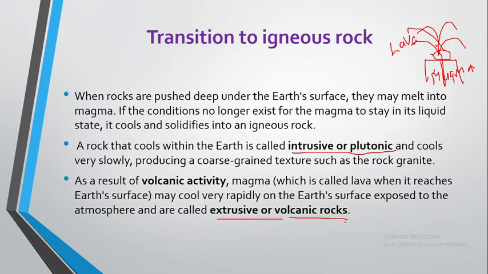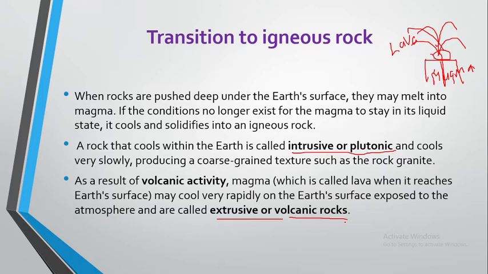Okay, then next is extrusive igneous rock. As we have already said, the result of volcanic activity is the main reason why this magma comes out. When this magma comes out, it may be called lava. So the result of volcanic activity, magma, which is called lava, when it reaches the earth's surface and is spread over the earth's surface, may rapidly cool.